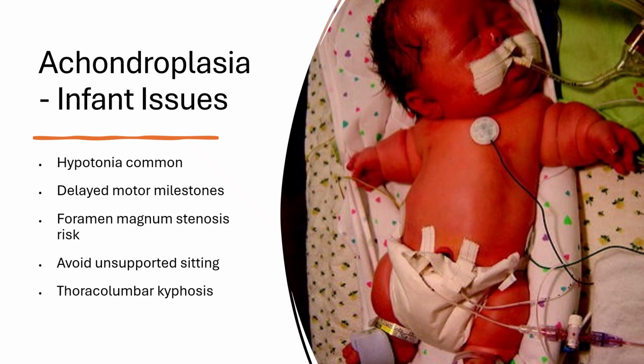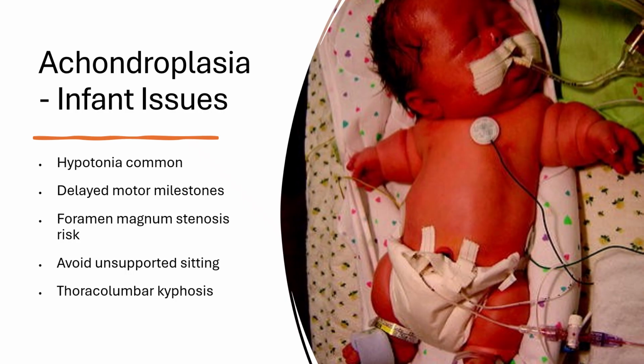Foramen magnum stenosis creates the most serious risk during infancy because the opening where the spinal cord enters the skull can become narrowed, potentially compressing vital neural structures. This anatomical problem explains why you must avoid unsupported sitting in these infants. The large head combined with hypotonia creates mechanical stresses that could worsen any existing compression.